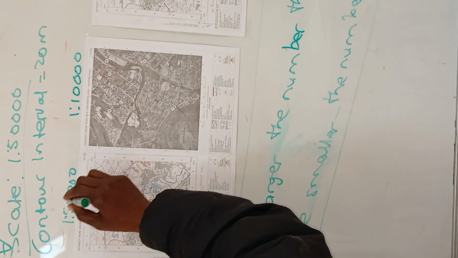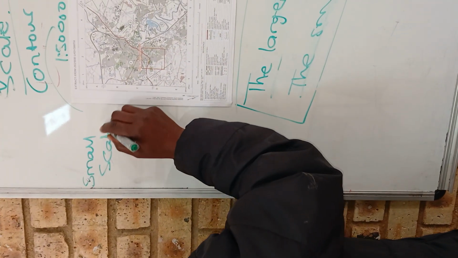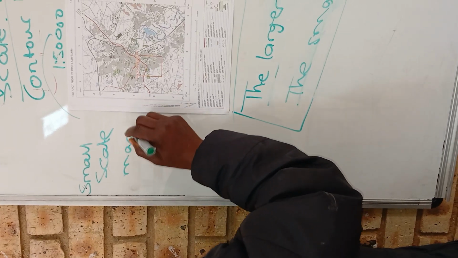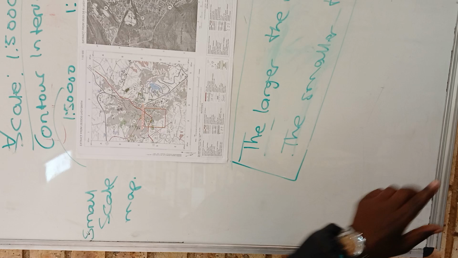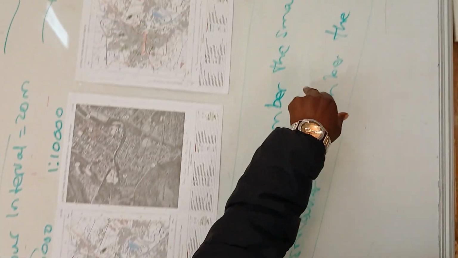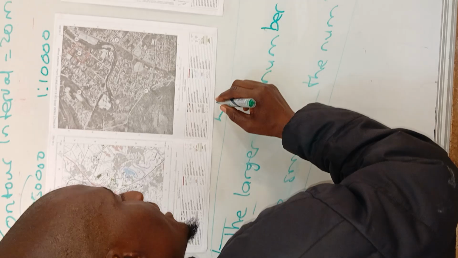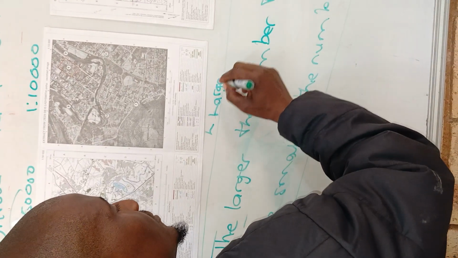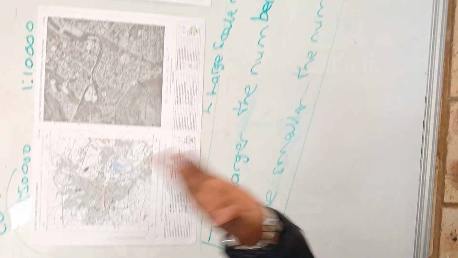Which means our topographical is a small scale map. That's what it means. Our topographical is a small scale map. The smaller the number, the larger the scale. So this means that our orthophoto is a large scale map.